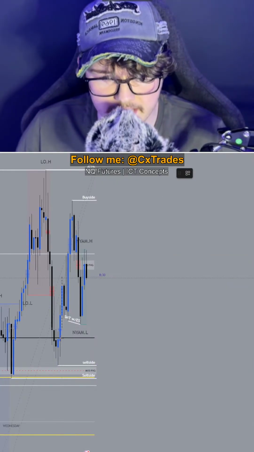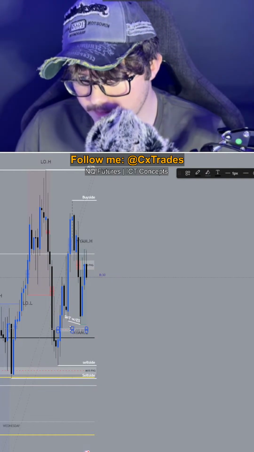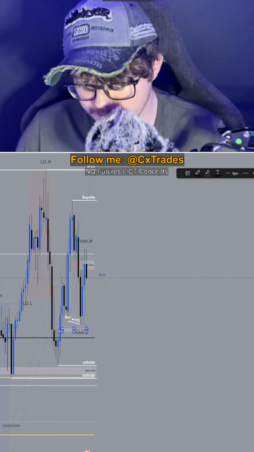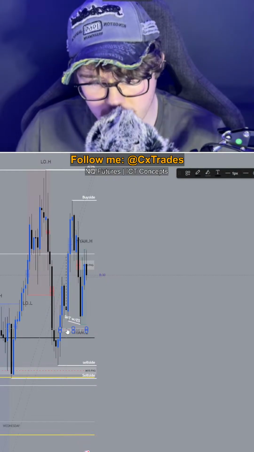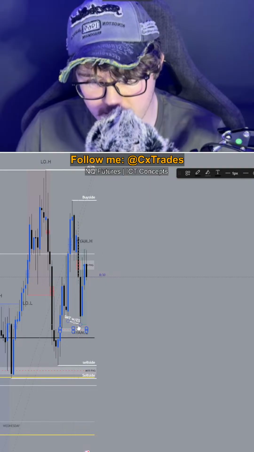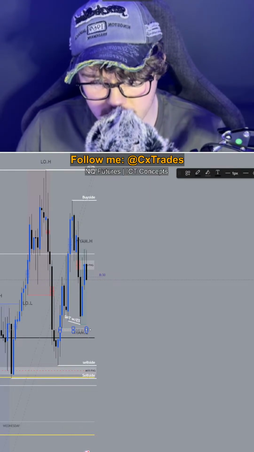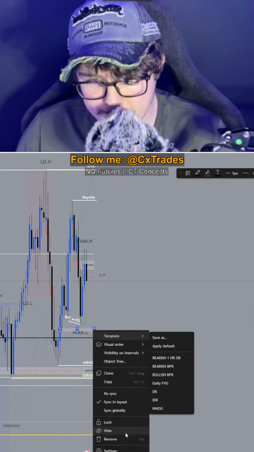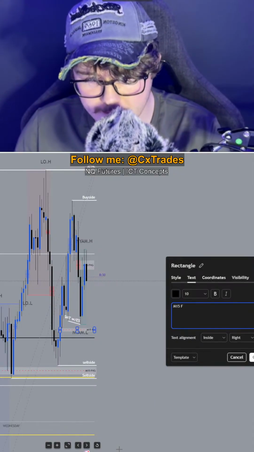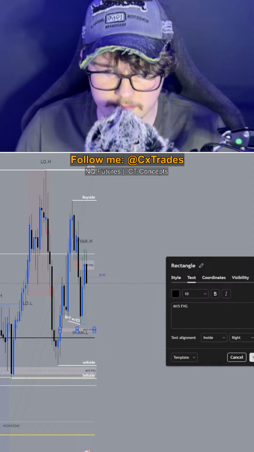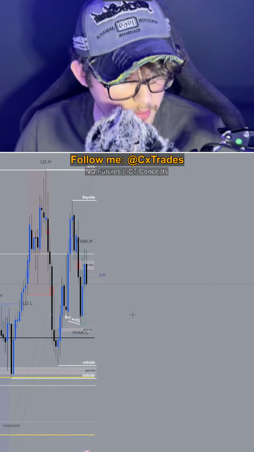It looks like ES tapped this gap. So that's where the SMT originates from. ES tapped this gap and then didn't sweep this low, but NQ did. All right, so we've got 7 minutes to market open. I'll be back shortly.